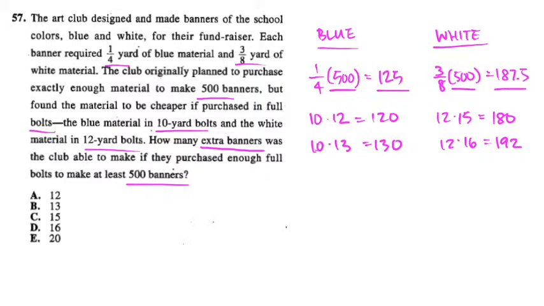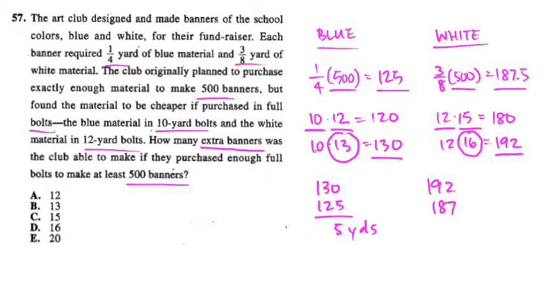Now we're buying the material in bolts. The blue material is sold in 10-yard bolts and the white material is sold in 12-yard bolts. In order to have enough material, we need to buy 13 of these bolts in blue. 12 would not be enough. We need 13 to give us 130 yards and we'll have some remaining. In the same way, with the white material, we need 16 bolts. Not 15. 15 wouldn't give us enough. 16 will give us 192 and we'll have some remaining as well. The blue, we have 5 yards remaining. And with the white, we have 4.5 yards remaining.